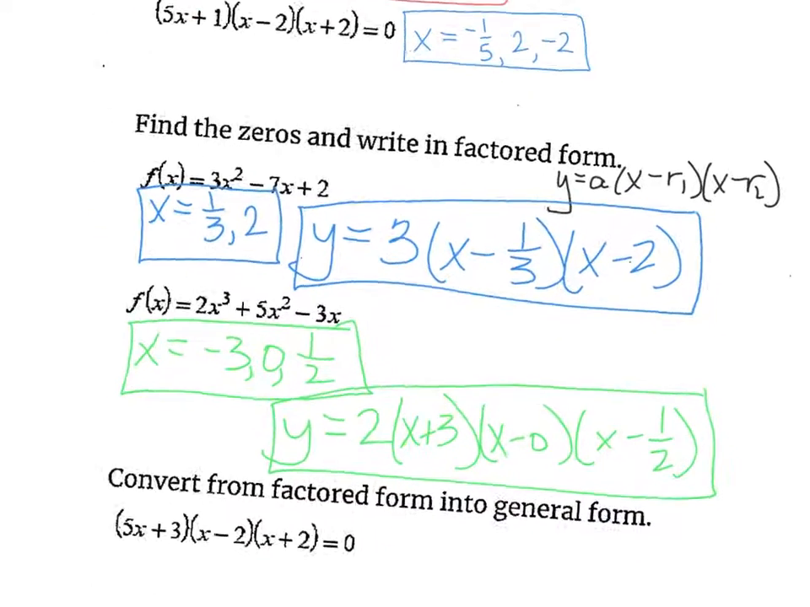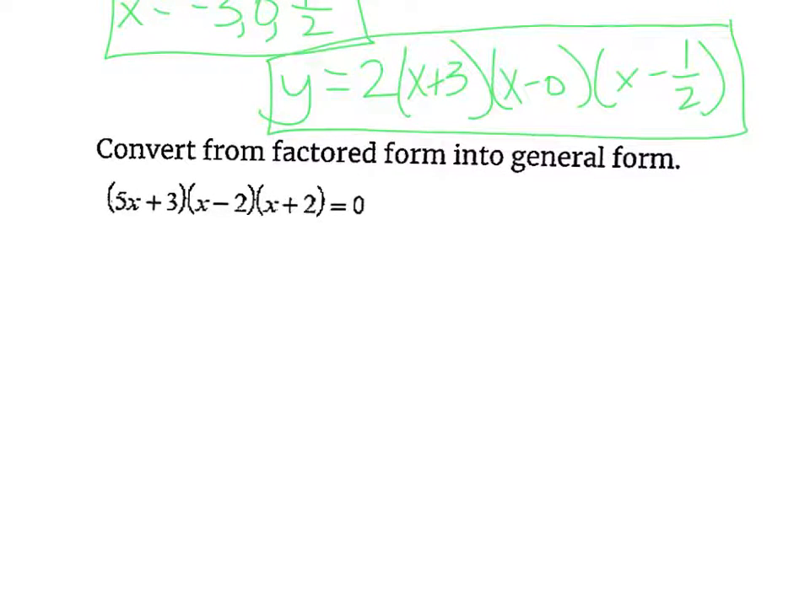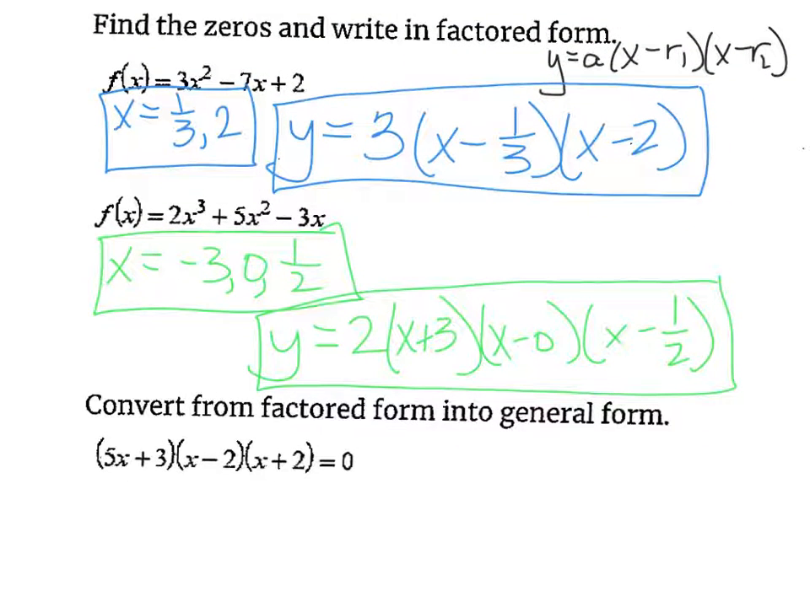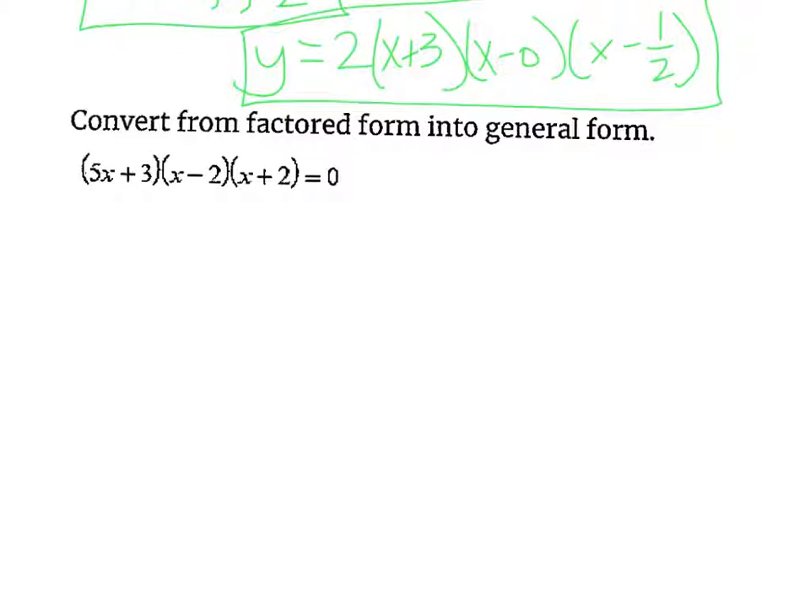Let's look at this last part. We want to convert from factored form into general form. So now, here's all my factors, just like up top. Here's all those factors. I need to get from factored form into general form. I need to make that equation go from the opposite direction of what we did here, factored form, into here, general form. That's what it's asking me to do. That just means multiply it out.